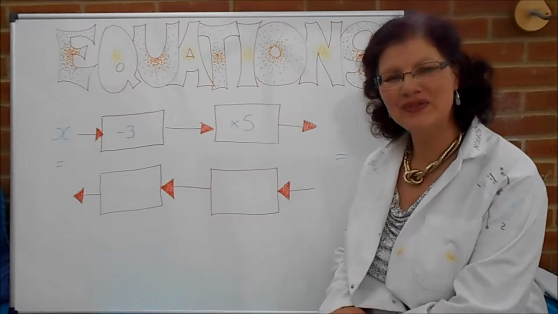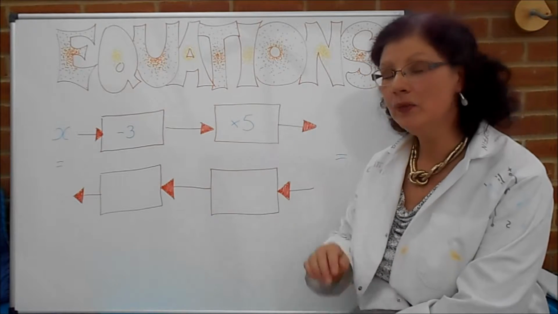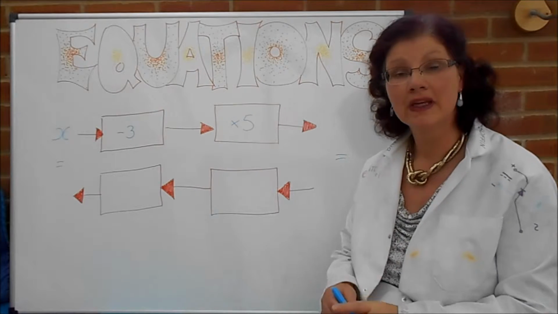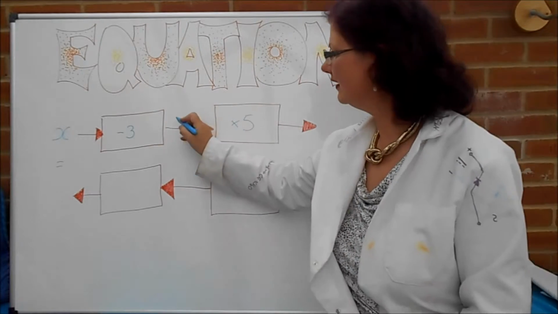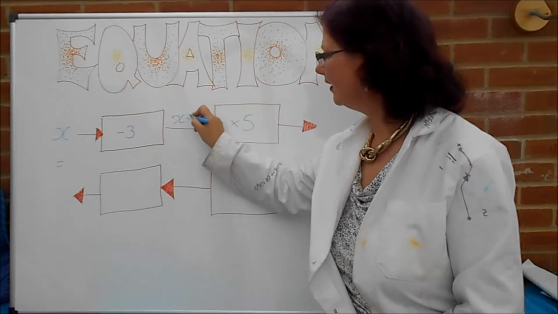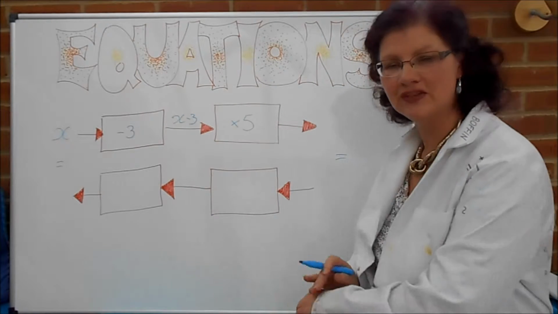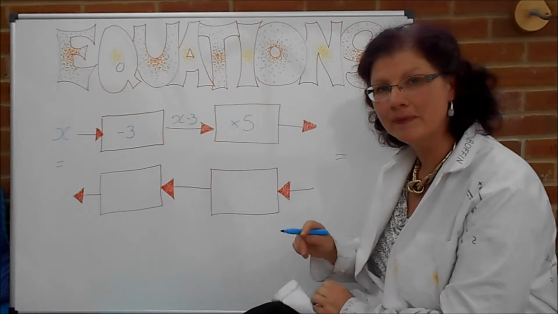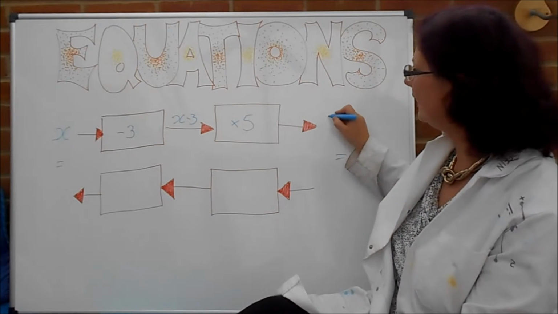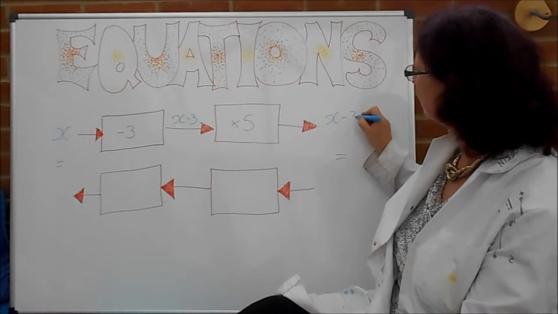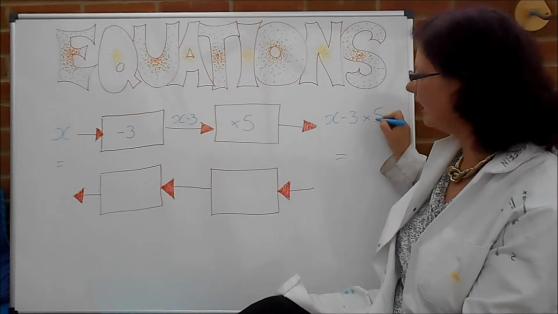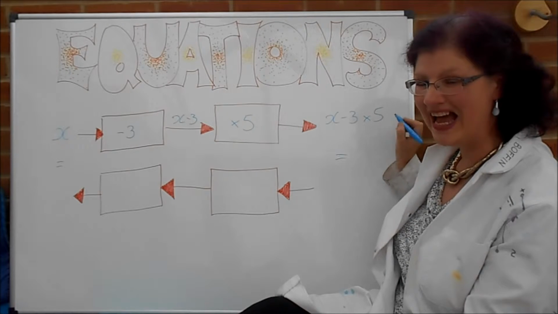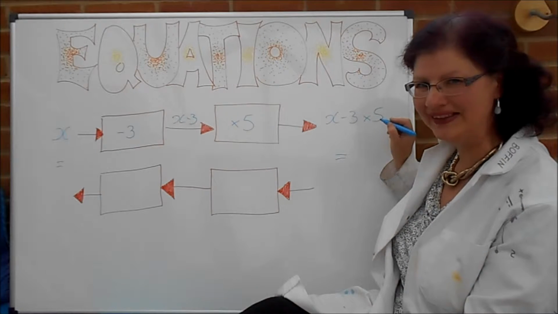Right, here we go with a different set of things in the boxes. Again, we're starting with x, and the first box this time does a take away 3. So in maths we write that as x minus 3, x take away 3. And then the next box does a times by 5. So we write that in maths as x minus 3 times 5. Or do we? I hope you can spot what's wrong with that.